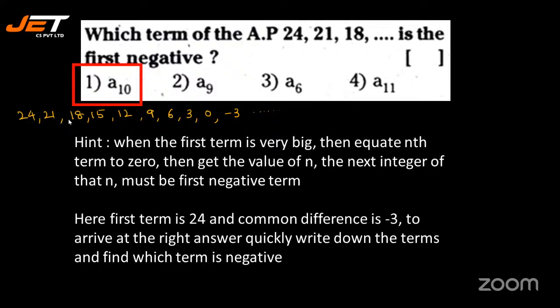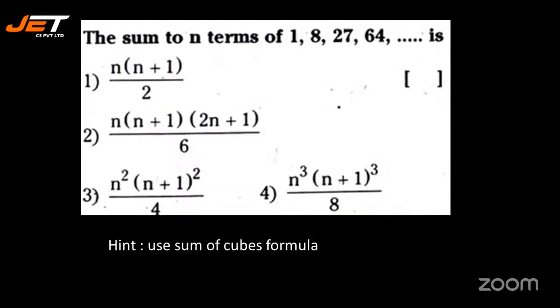Count: 24, 21, 18, 15, 12, 9, 6, 3, 0, minus 3. So 1, 2, 3, 4, 5, 6, 7, 8, 9, 10. So in the 10th term, A10 only, we are getting the negative. All right. So these things can be quickly found out by actually doing it ourselves by writing the terms. All right. So hope you would have understood. Let's move on to the next sum.